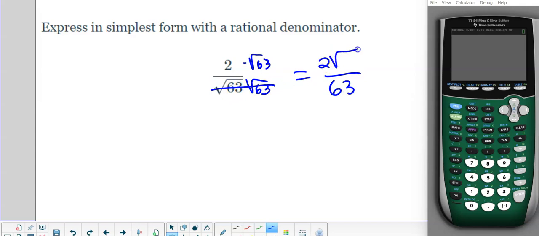So 2 square roots of 63. I'm going to break this up into 9 and 7. Square root of 9 times the square root of 7. Square root of 9 is 3, so 3 is going to come out and join this 2. That makes it a 6.